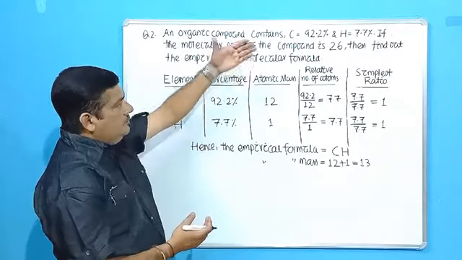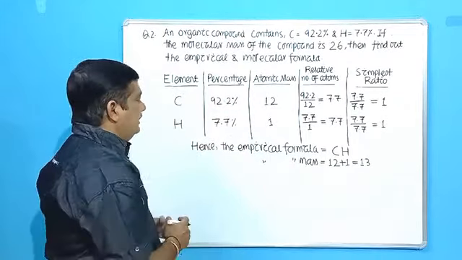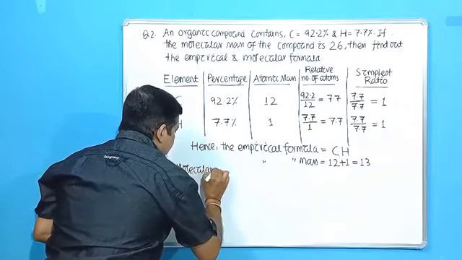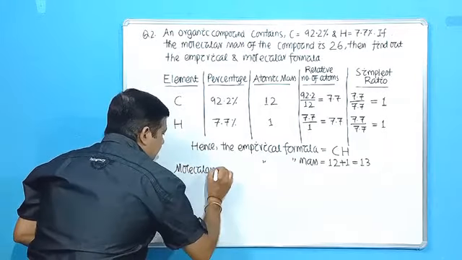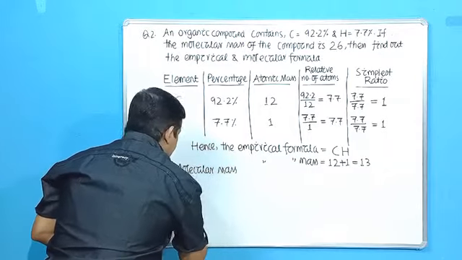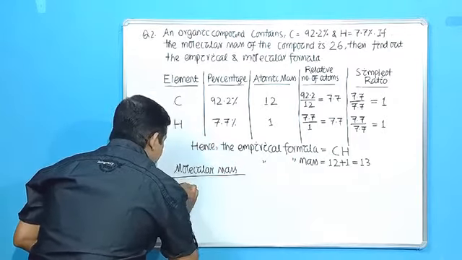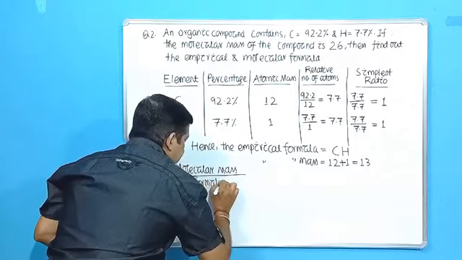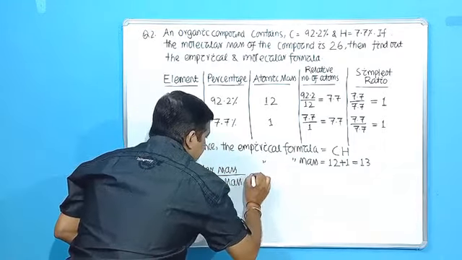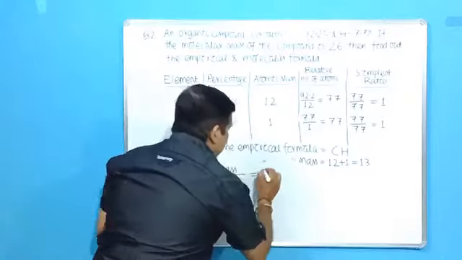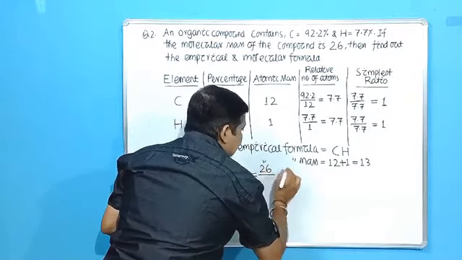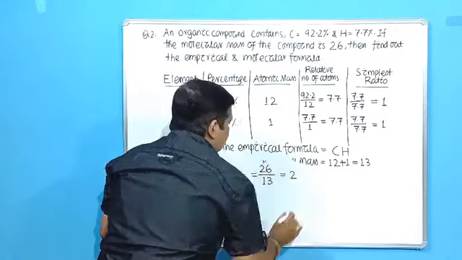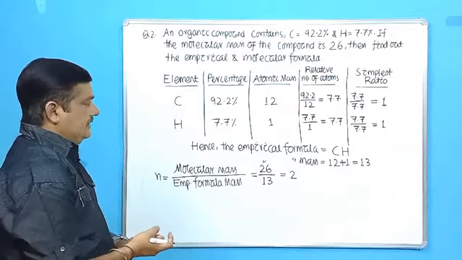How to find out? The molecular mass by empirical formula mass. So N is equal to the molecular mass divided by empirical formula mass. What is it? Molecular mass is given as 26. Empirical formula mass calculated to be 13. Now it becomes 2. So the value of N for this one is 2.